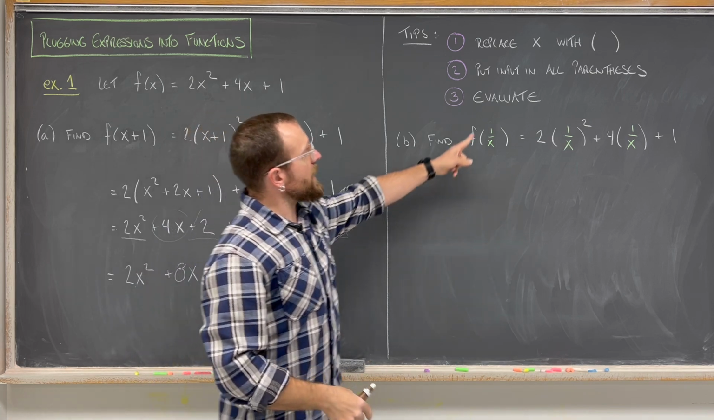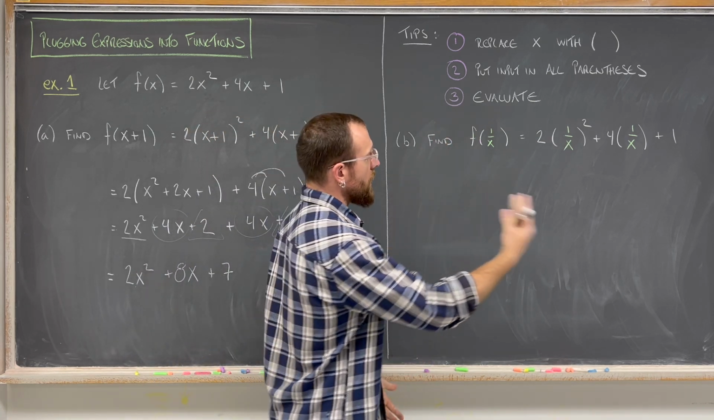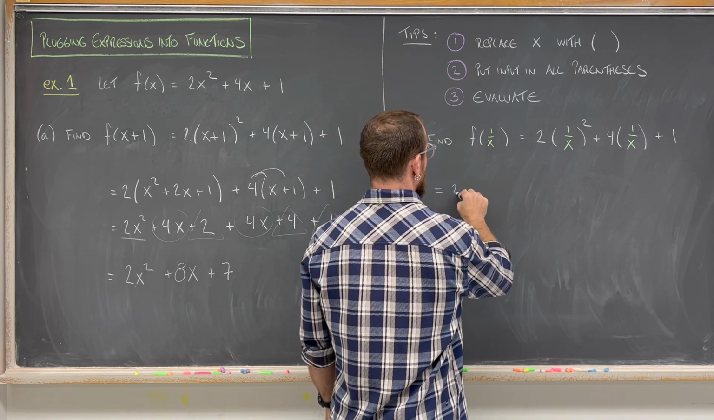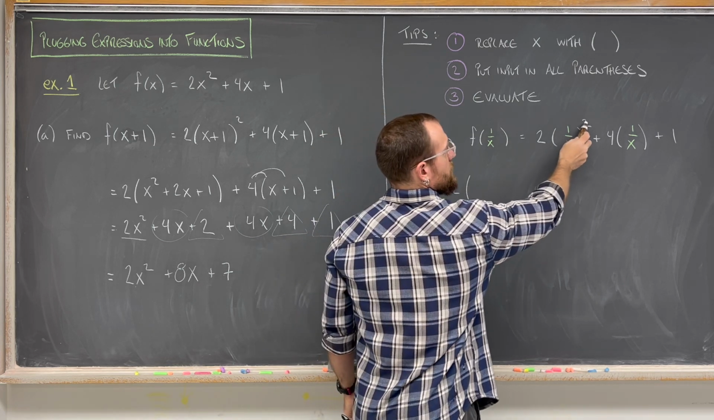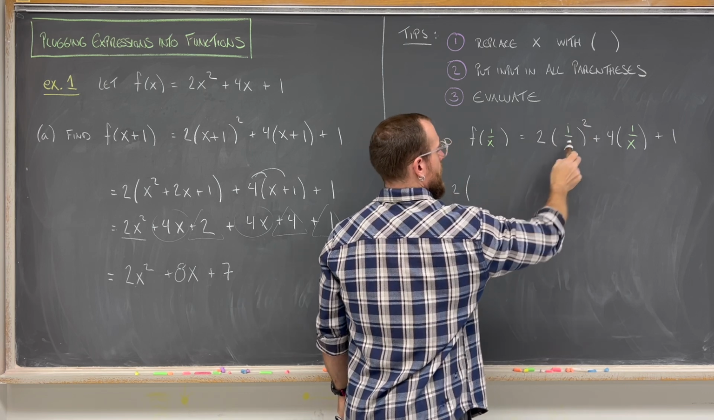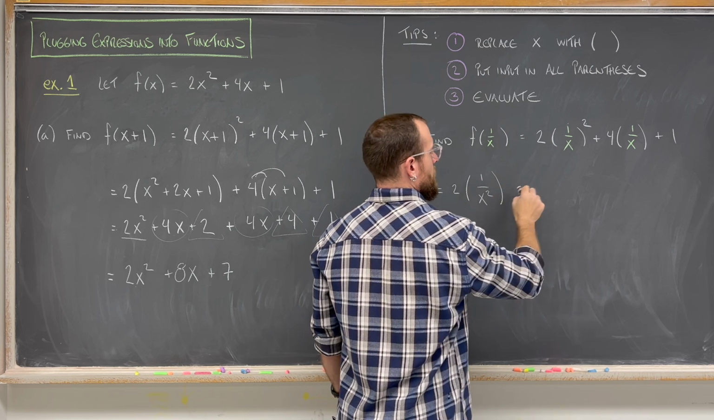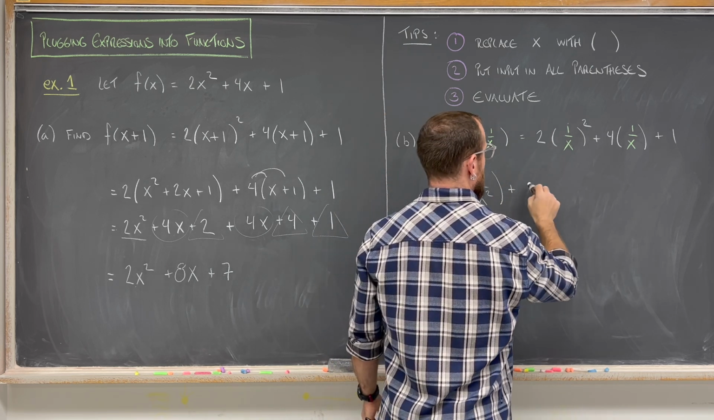Now you just have to evaluate it. Okay, so what output does this produce? Well, this will be 2 times, and the rule for exponents says to square the top, square the bottom. We're going to get 1 over x squared, plus 4 times 1 over x.